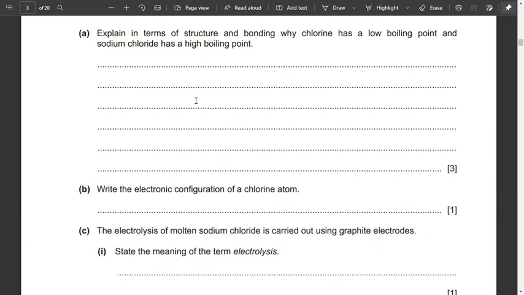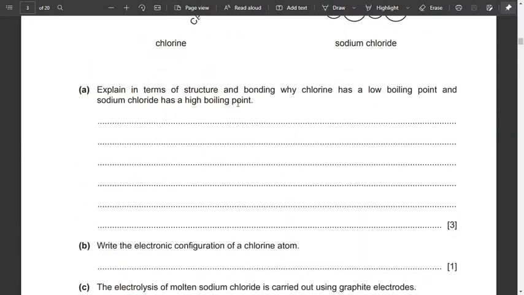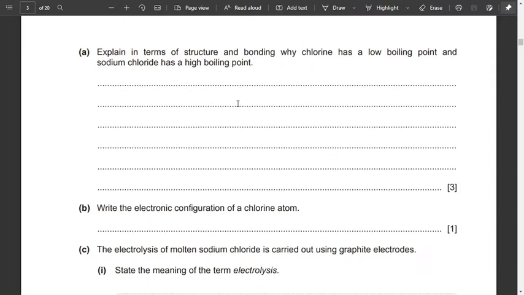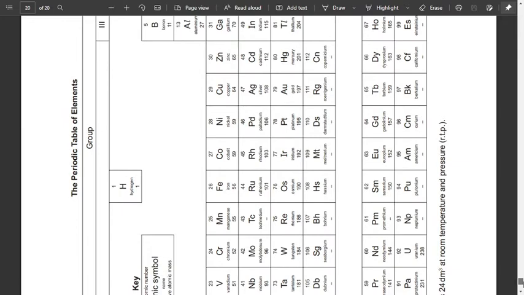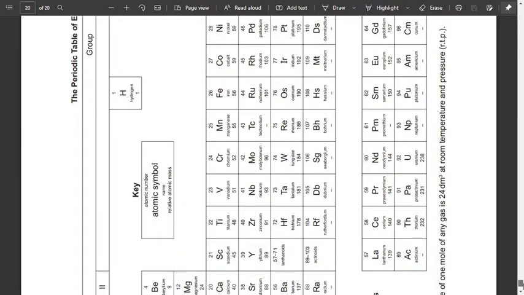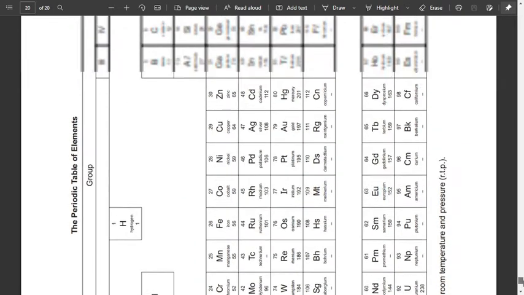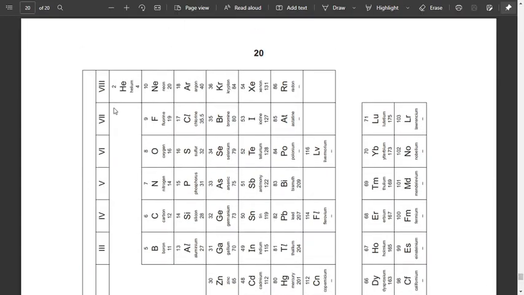Moving on to part B, write the electronic configuration for a chlorine atom. If we move in the periodic table, where can we find chlorine? It's in group 7. So this is chlorine over here, and as we can see, chlorine has 17 protons or electrons in it basically.